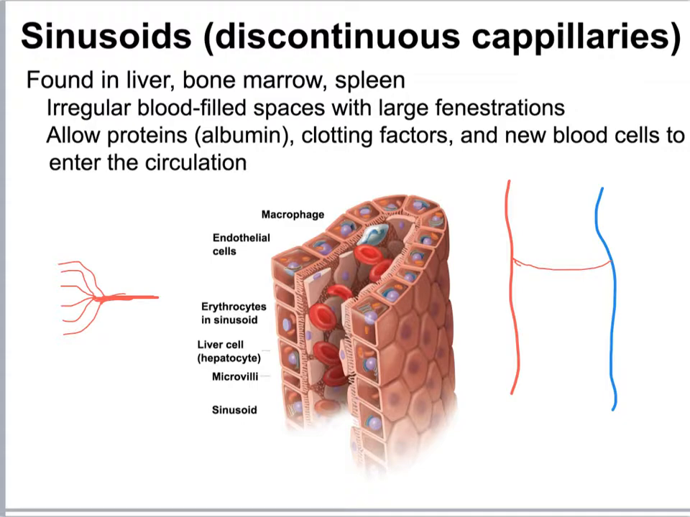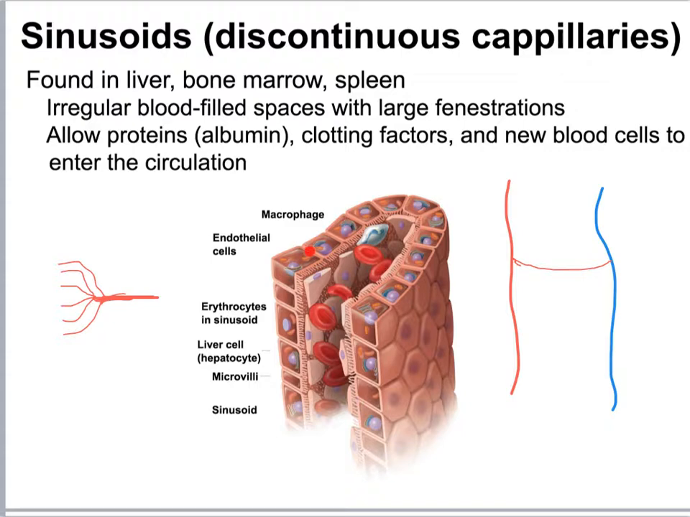And so sinusoid capillaries are the leakiest of them. You can see that the epithelial cells actually aren't even connected to each other. They're just kind of sitting there with no junctions in between them. And that means that relatively large things like blood cells, proteins, and stuff like that can actually move into the capillaries from this area. You find sinusoids in the liver, bone marrow, and spleen.